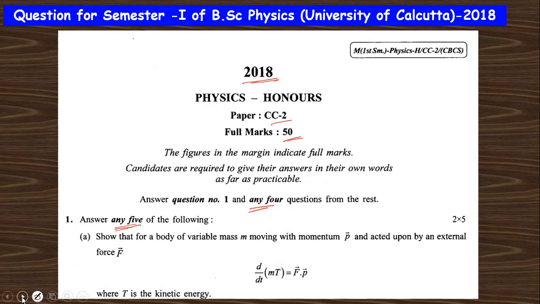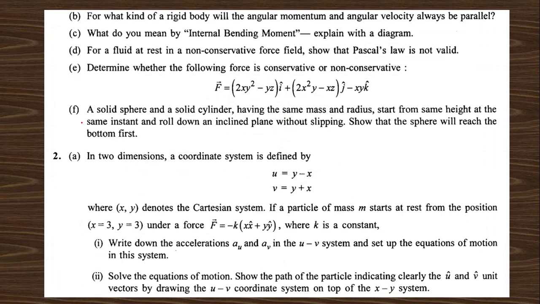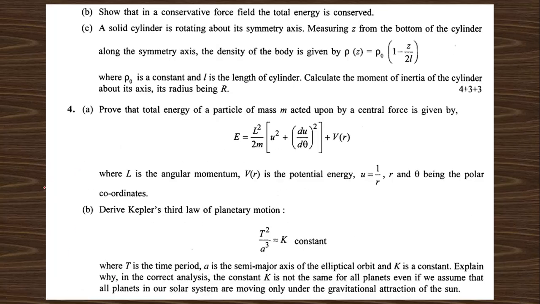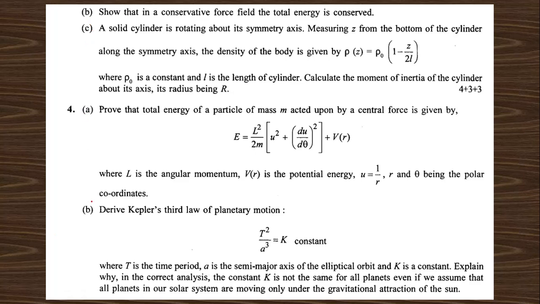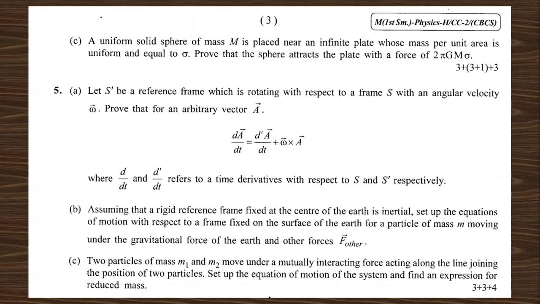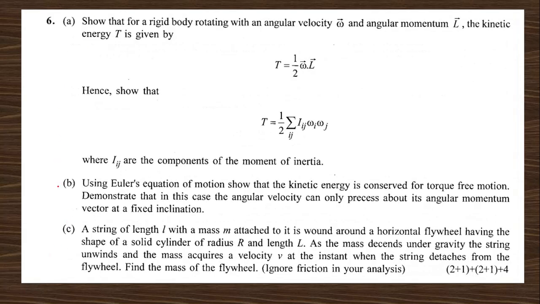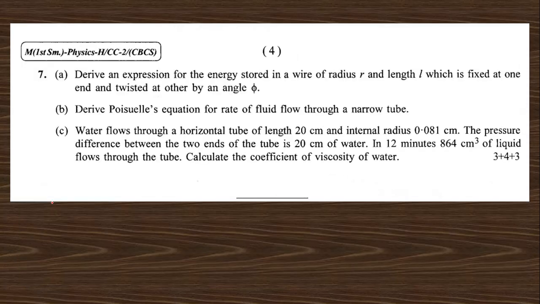This is question number 1A, B, C, D, E, F. Among this you need to solve 5, and this is question number 2A, 2B, 2C, and this is 3A, 3B, 3C, 4A, B, 4C, 5A, 5B, 5C, 6A, B, C, and 7A, B, C, all among this. So let's start to solve the questions one by one.